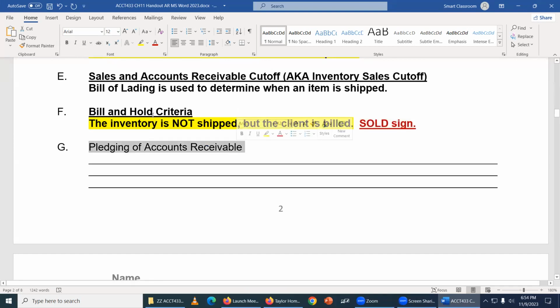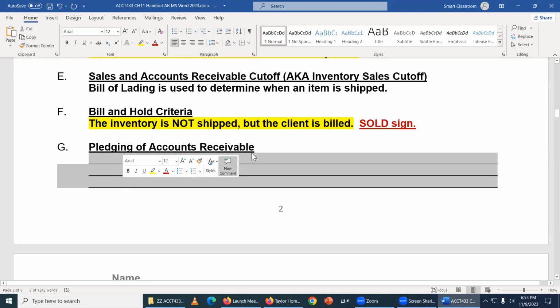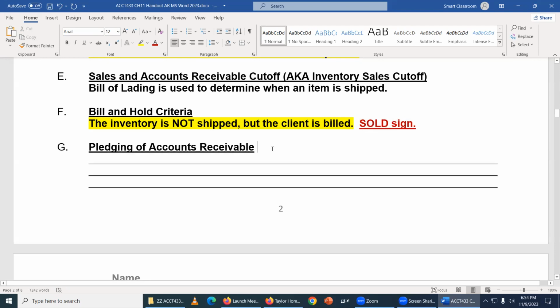Okay, pledging accounts receivable. Pledging it as collateral. These pledging accounts receivable, it could also be selling of accounts receivable. Let's say sales of accounts receivable too.